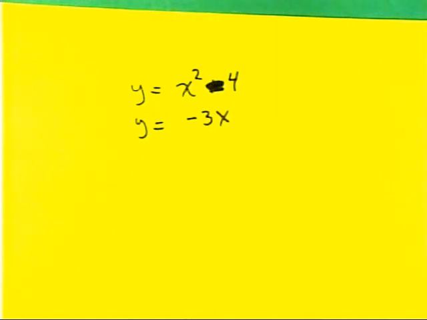I want you to find the region bounded by those two curves. I want you to find the area of the region bounded by those two curves. Okay, x squared minus 4 equals negative 3x.